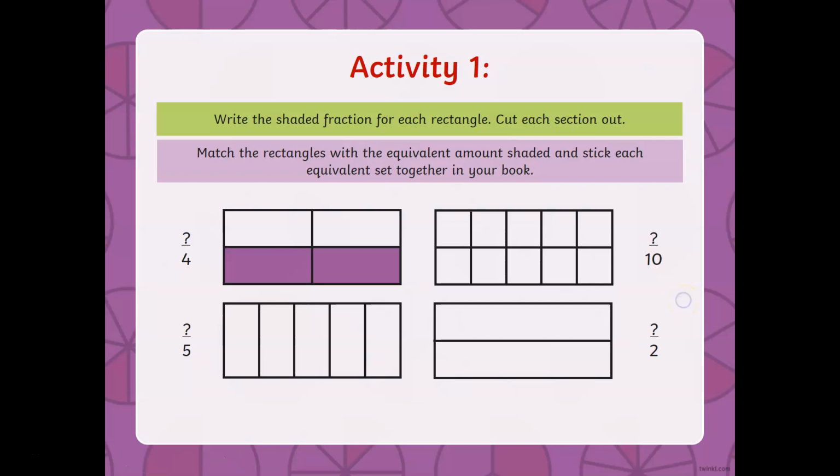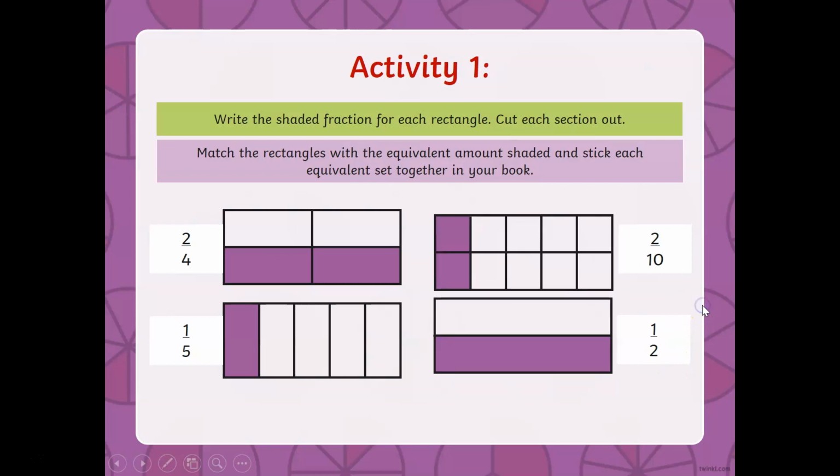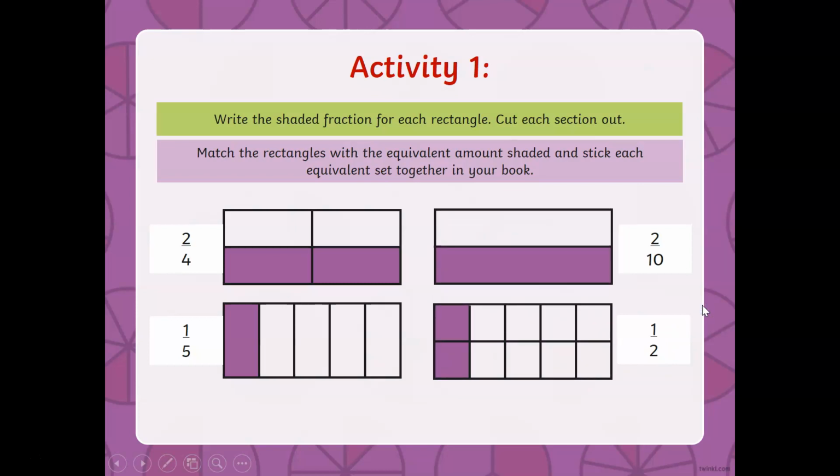Time is up. Okay, this is 2/4. This is 2/10. Now, the next one is 1/5. And we got 1/2. Which fractions are equal to each other? There you go. So 2/4 is equal to 2/10, and 1/5 is equal to 1/2. They are equivalent fractions.